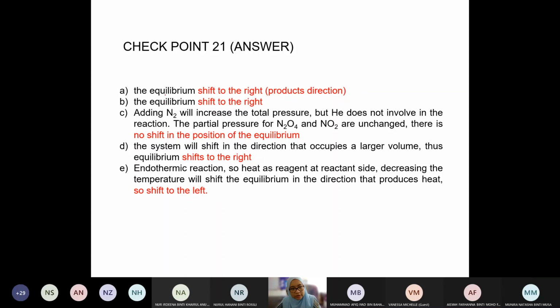Okay, let's just check. Okay, roughly. Okay, just now kita kata dia to the right, betul. This one no shift in the position of the equilibrium just now. The system will shift in the direction that occupies larger volume. Okay, this is shifting to the right. Okay, endothermic also shift to the left. Okay, as you can see, dia being extra kat sini, even though dia tanya the shifting. Okay, but for your practice, in case exam dia tanya explain ke apa kan, you know how to explain it. Okay, so give extra lah, give extra for your tutorial.